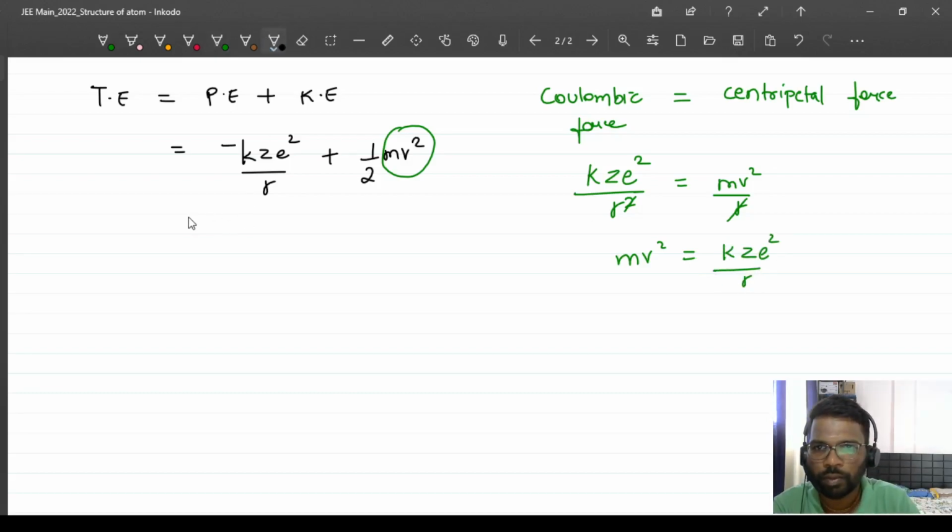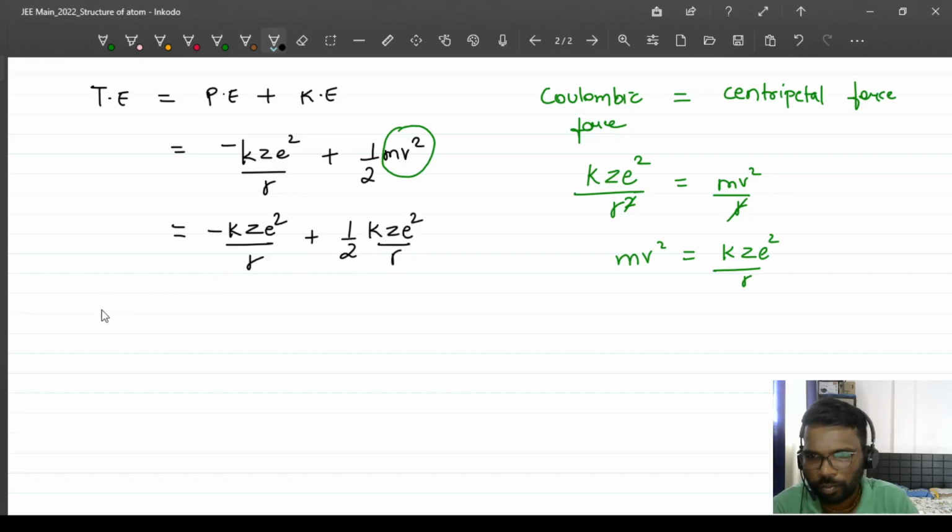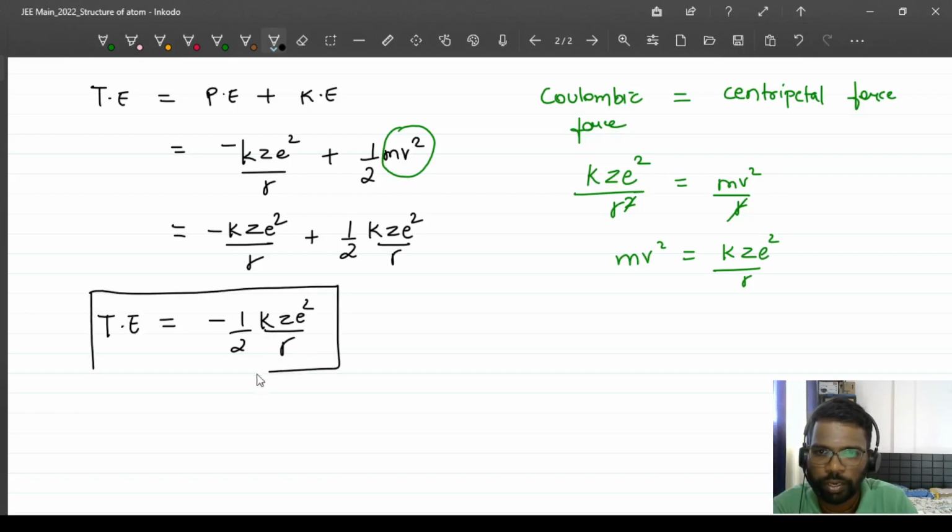So I will substitute into the mv² over here: minus kZe² by r plus half times kZe² by r. Now this is your total energy, which is equal to, this is 1 and this is half, so minus half times kZe² by r. This is the total energy which we are getting.